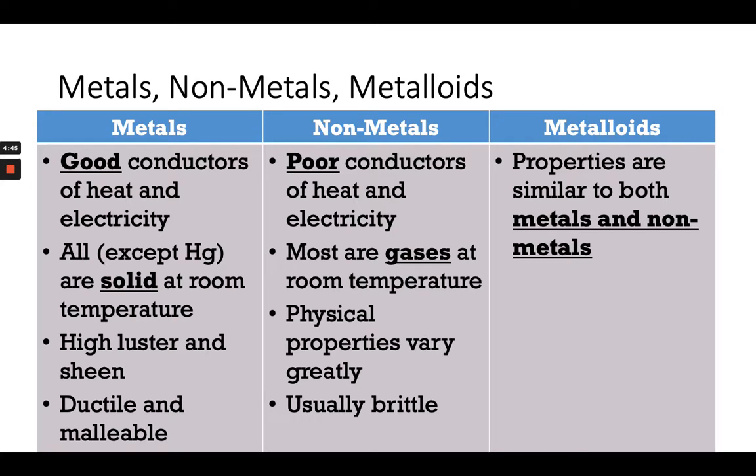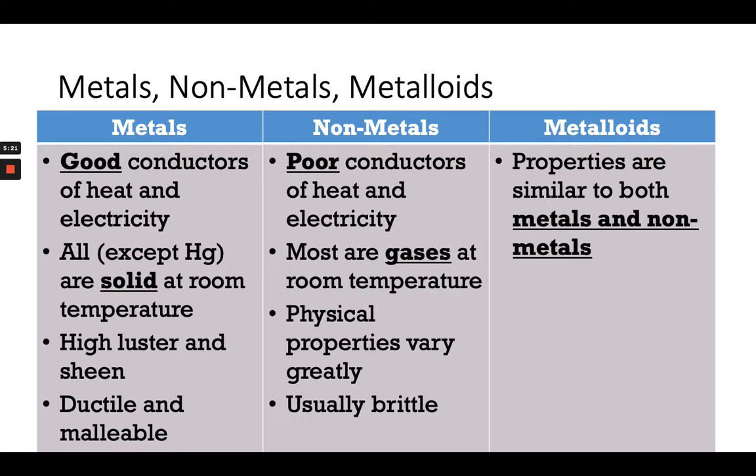Nonmetals are poor conductors of heat and electricity. Think diamonds. Diamonds don't conduct electricity. Nonmetals are mostly gases at room temperature, though. Think of the halogens, think of the noble gases. They're mostly gases at room temperature. Now, their physical properties vary greatly, but if they are a solid, they are brittle. And what brittle means is they will break, they will crack. Think about taking a piece of coal or a piece of graphite, which is just carbon, and trying to bend it. You wouldn't be able to, it would just break.